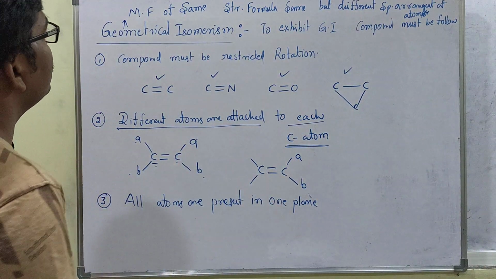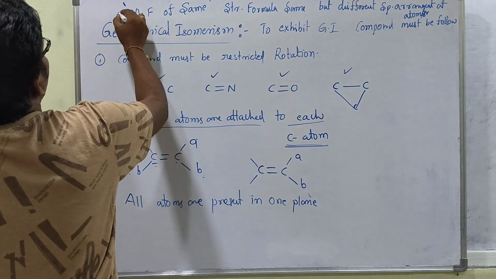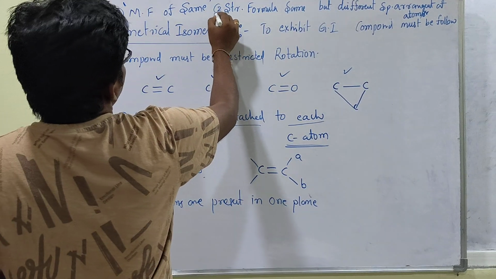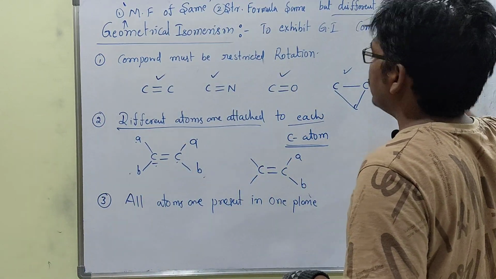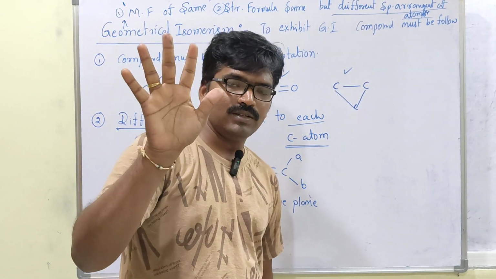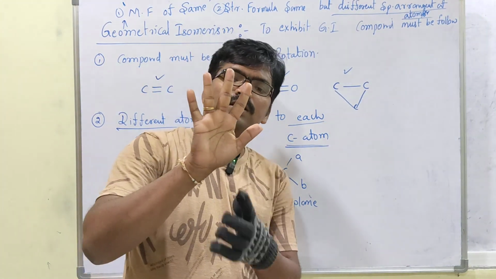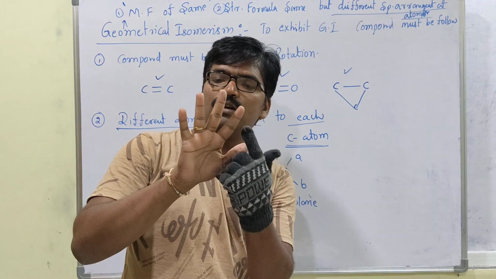Geometrical isomerism means what? Molecular formula is same. Structural formula also same, but different in the spatial arrangement of atoms. For example, one of the compound is there like this. Just assume this one of the atom, this is a central atom surrounded by atoms.